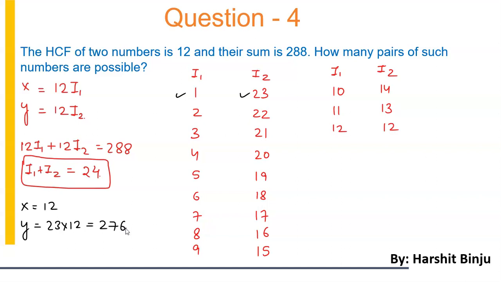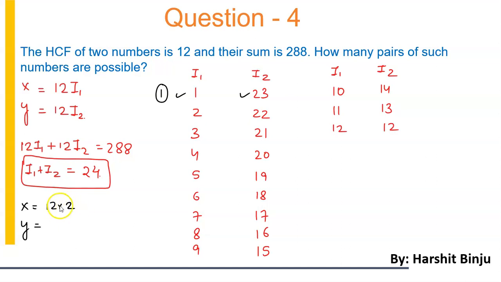So this pair holds true. No denying on that part. So 1 and 23 will go. This will be our first solution. When you come to the second one, when I1 is 2 and when I2 is 22, what's going to happen? X now will become 24, or let me write that as 12 into 2 itself.